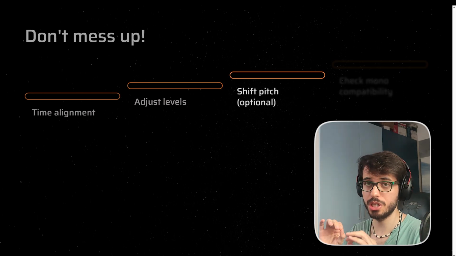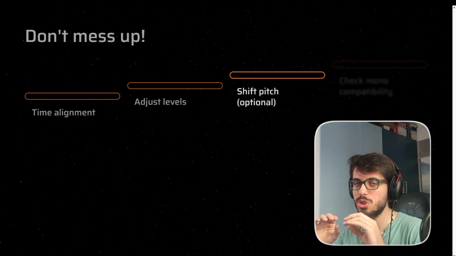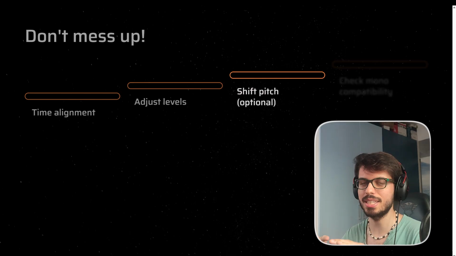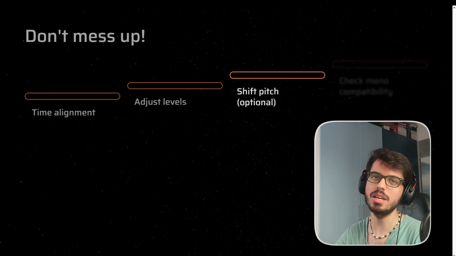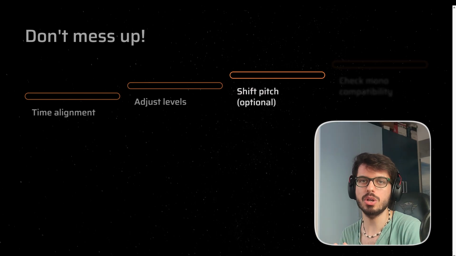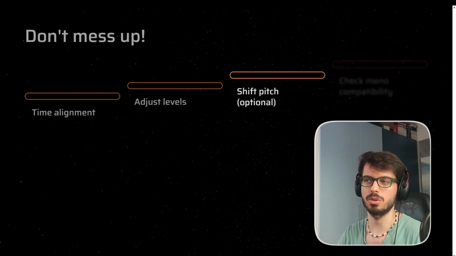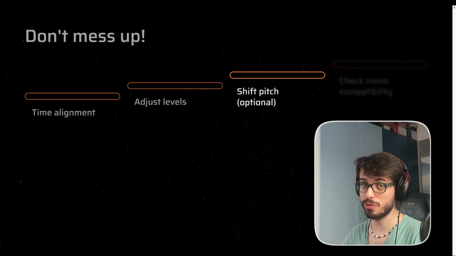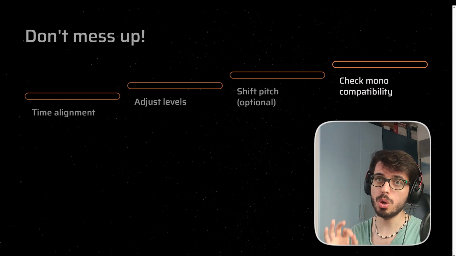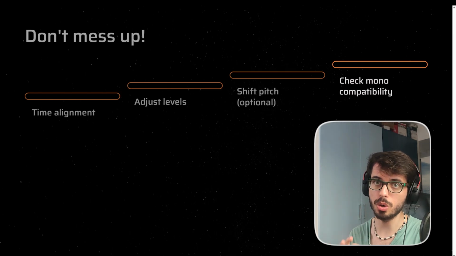Thirdly, shift pitch. If you find that the two sounds do not merge perfectly because they have tonal characteristics which are different, you can pitch shift one of them or also both of them in order for them to mix better, okay? And lastly, the most overlooked thing, but it is also the most important probably, check out the mono compatibility, okay? You want the snare to sound good also on mono speaker. Now you should be able to select the perfect snare and also to layer it.